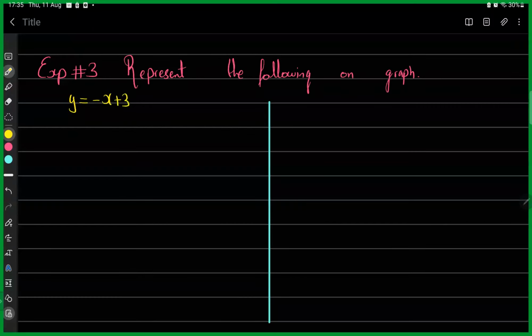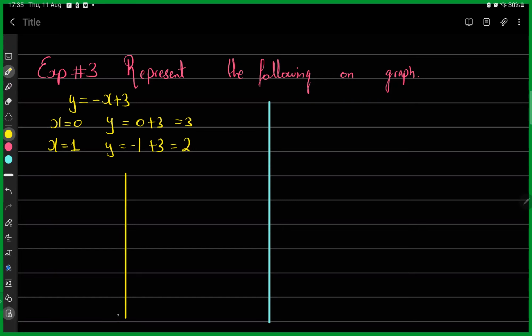Again, first of all, this is an equation, so you need to make your straight line. How do we make a straight line? We will take x equals 0. It would give me y equals 0 plus 3, and this would be 3. So this is the first point, and then we will take x equals 1. So it would be y equals minus 1 plus 3, and it would give me 2. So I have my 2 points, and now I can just make the line.